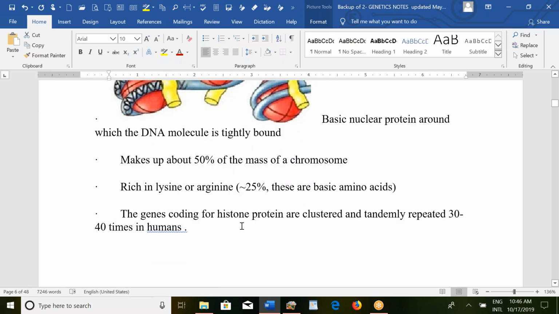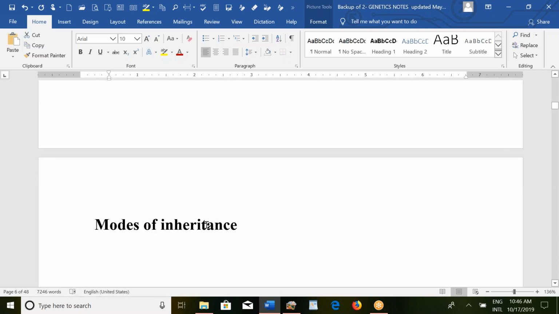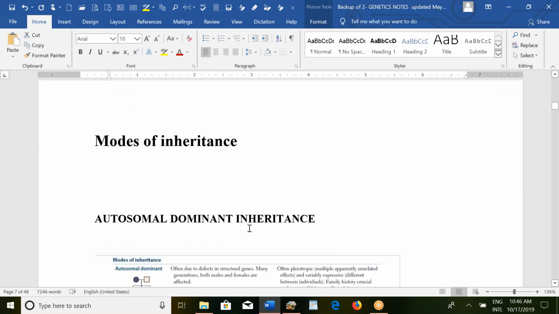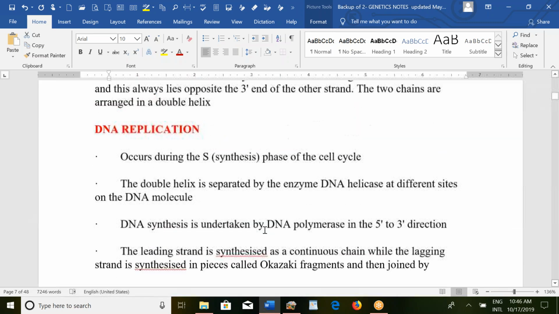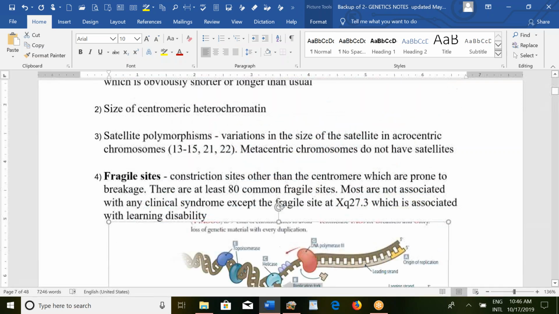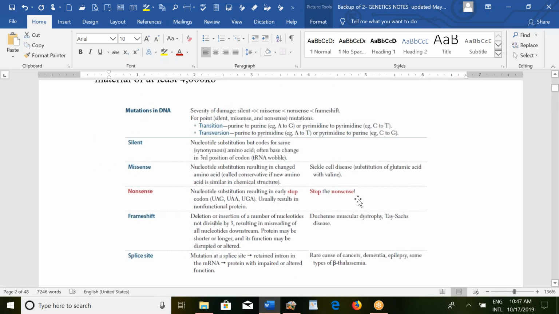The genes coding for histone proteins are clustered and repeated 30 to 40 times in a human. This normal repetition is important, otherwise things can go abruptly wrong, and they can cause different abnormalities. So that's the normal pattern, how chromosomes should divide.